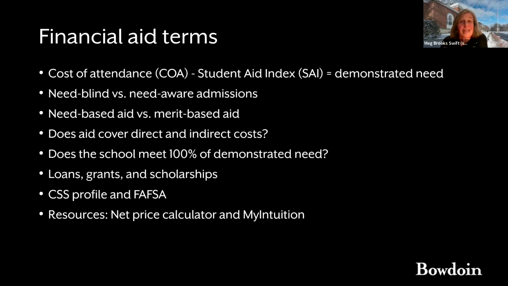So you will hear terms like need blind versus need aware. If a school says that it's need aware, it means your household's ability to afford a college education may affect your admissions outcome. Colleges are open about being need aware or need blind. And need aware does not mean that colleges do not accept students who need aid. A school that is need blind, though, does not consider a student's financial status in determining an admissions outcome.